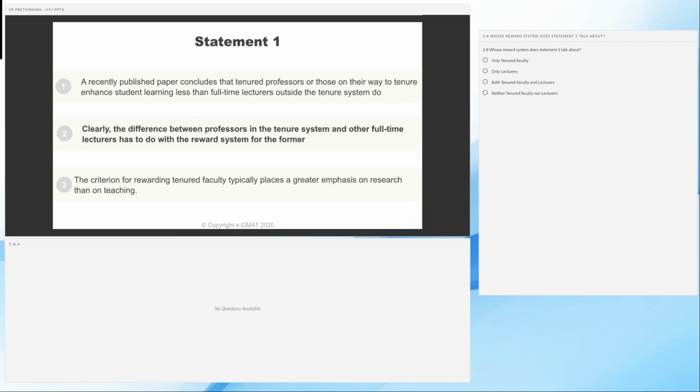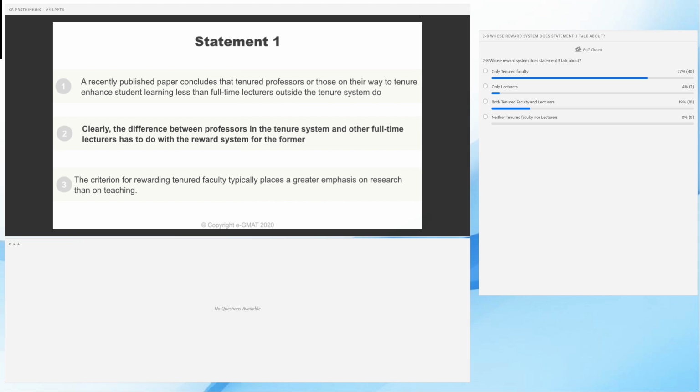I'm looking for 50 responses again. I have 45, 46, 49, 51, 52. Let me end the poll. Broadcast results. 77% of you got it right. It's just tenured faculty, or only tenured faculty. You can see 20% of you think both of them.